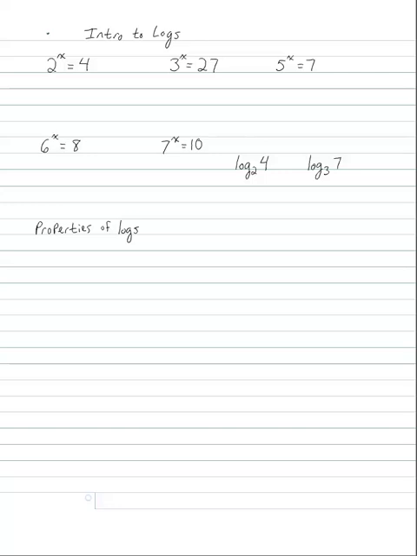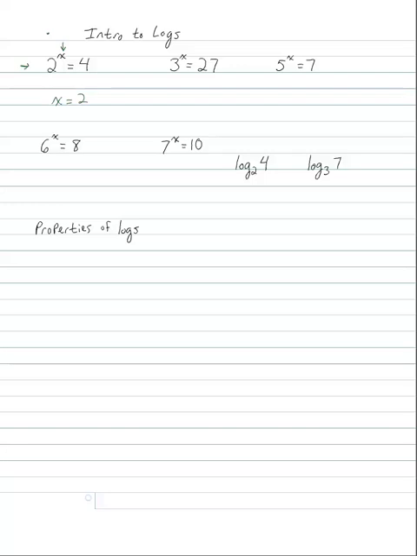So what is an exponential equation? An exponential equation is something like 2 to the x equals 4. It's called an exponential equation because your x is in the exponent. Some of these are pretty easy to solve. If I have 2 to the x equals 4, hopefully I can just look at that and say x is 2 because 2 squared gives me 4.